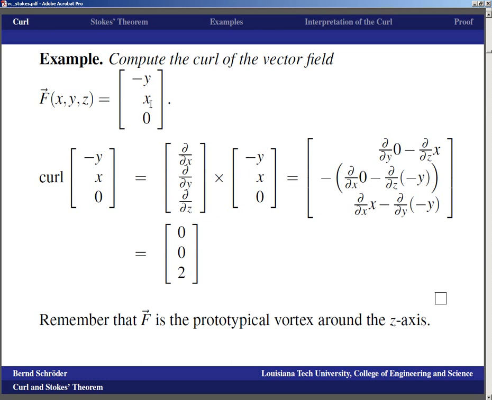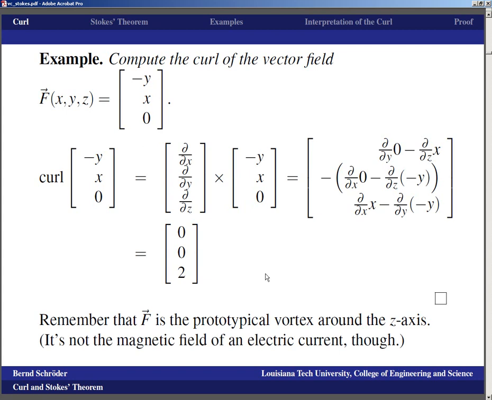Note, however, that it is not the magnetic field of an electric current, because the magnetic field of an electric current has declining field strength as you get farther away from the wire.